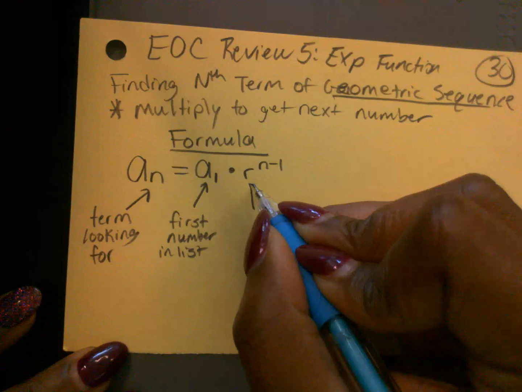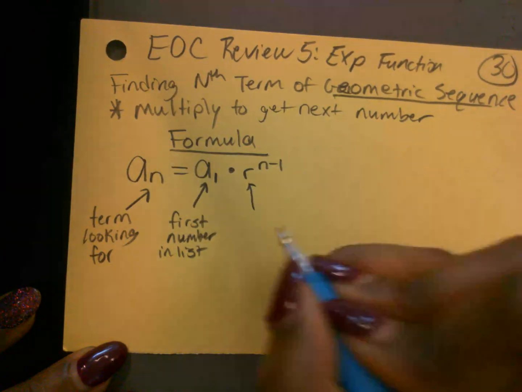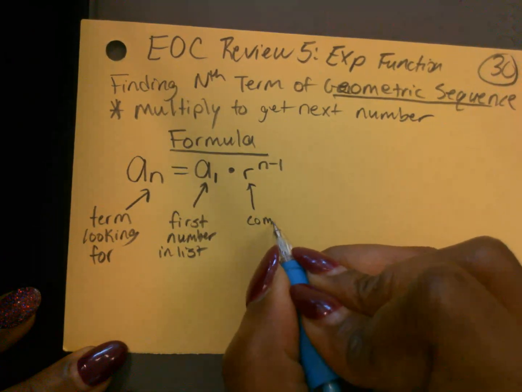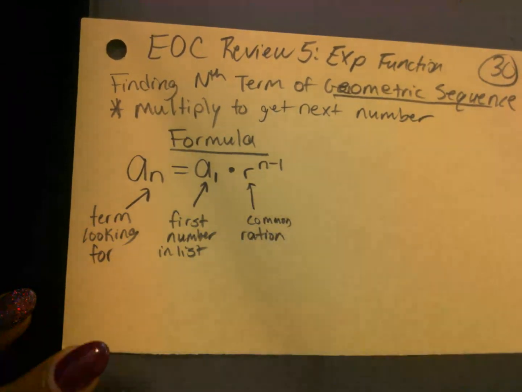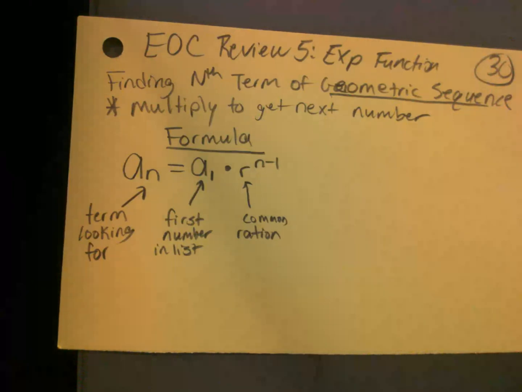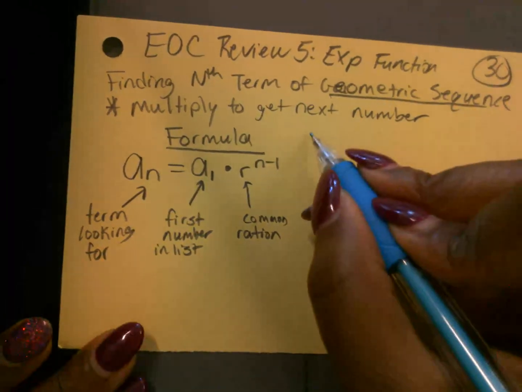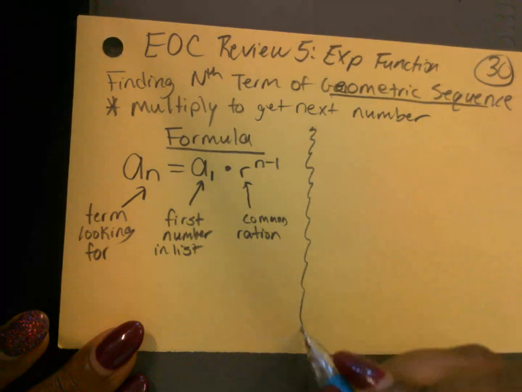Your R is your common ratio. It's the number that's being multiplied to get the next number. And again, your N is the term that you're looking for. So if you're looking for the 10th number in the list, then N is equal to 10.